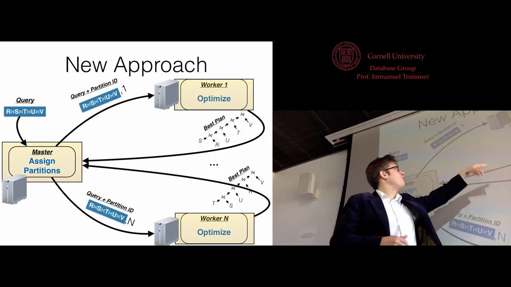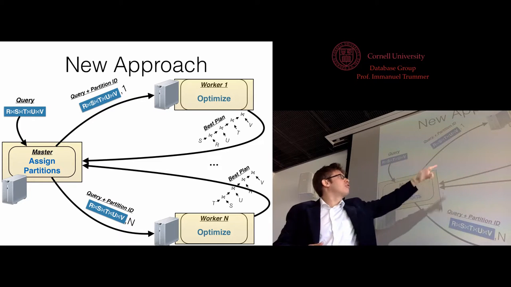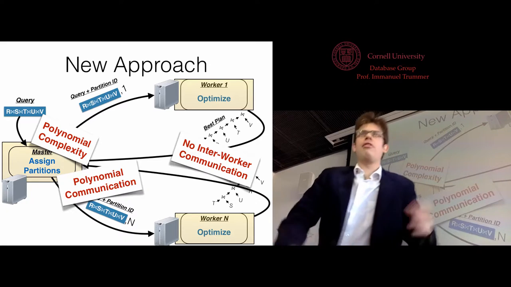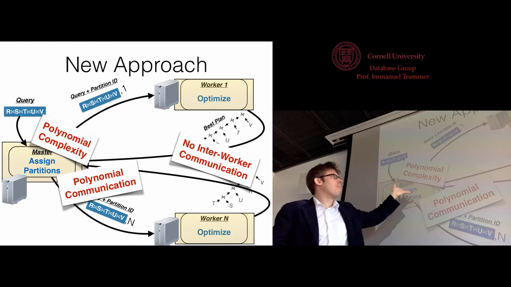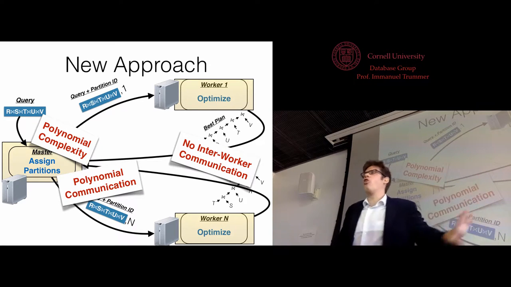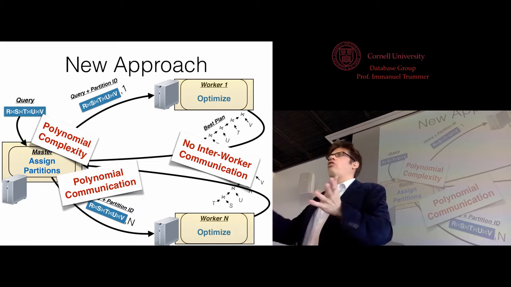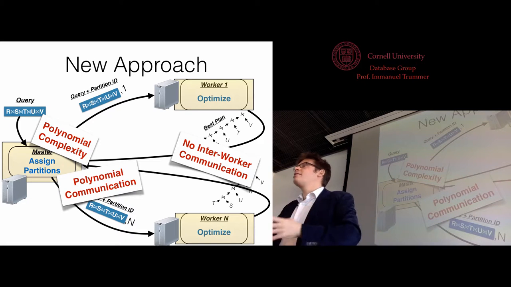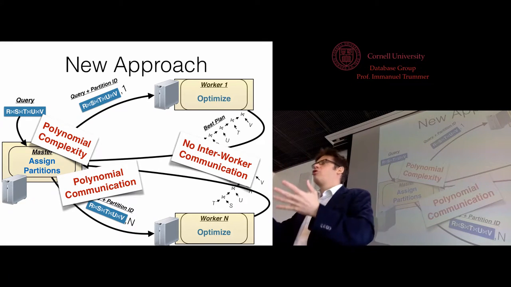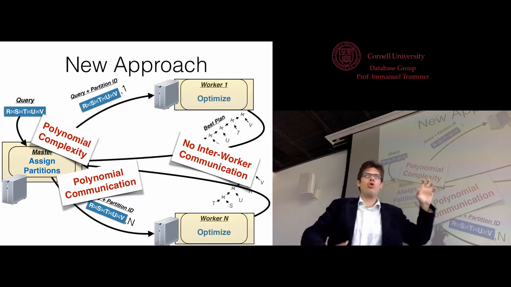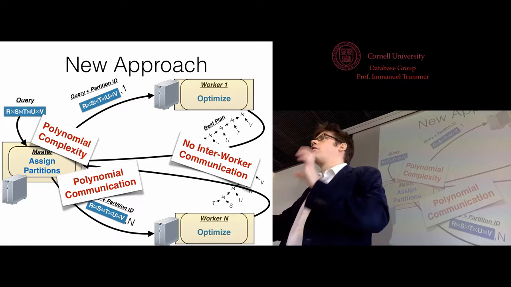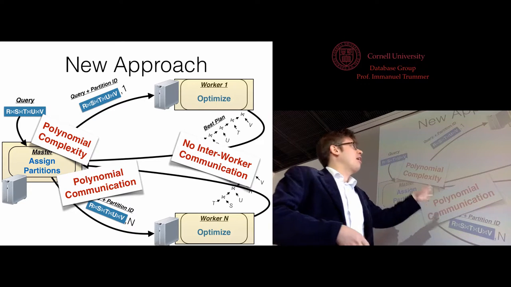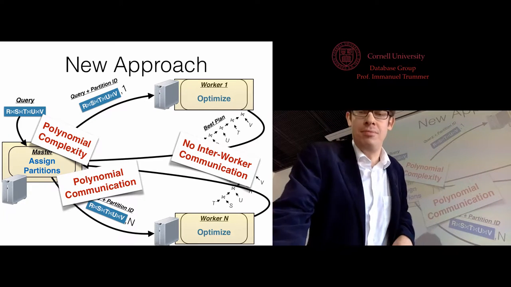And as you see, we don't have any communication between different workers. So intuitively, if you use that approach, then we have polynomial complexity on the master and a polynomial amount of network traffic. So it should work very well. But the problem is, of course, how can we decompose the plan space into different equal-sized partitions such that different workers don't have to coordinate and don't have to exchange intermediate results during optimization? And in the following, I'm going to show how we can achieve that.